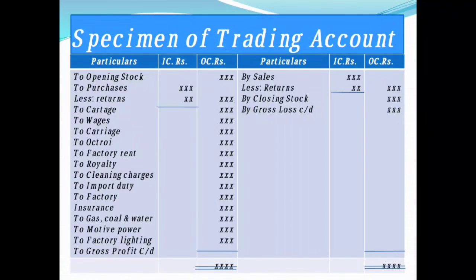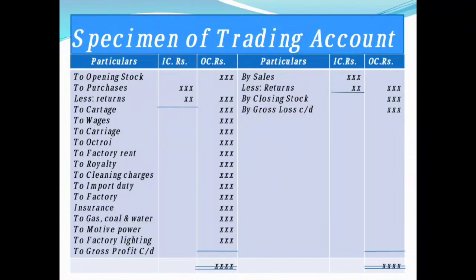Debit side we are going to record all the expenses along with the opening stock and purchases, and credit side we are going to record sales along with the closing stock. Okay, and if you get a balance credit side we will consider it as gross loss. If you get a balance debit side we will consider it as gross profit here. Okay, it will be transferred to next, means profit and loss account.